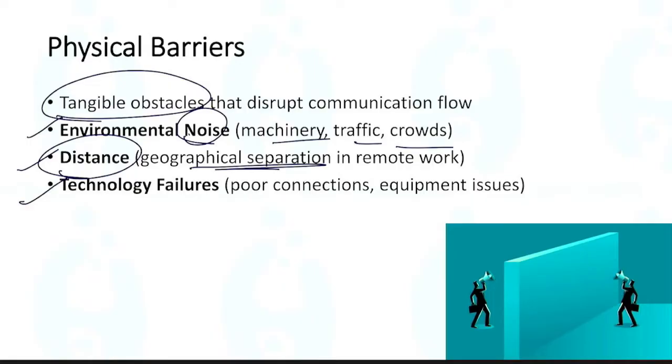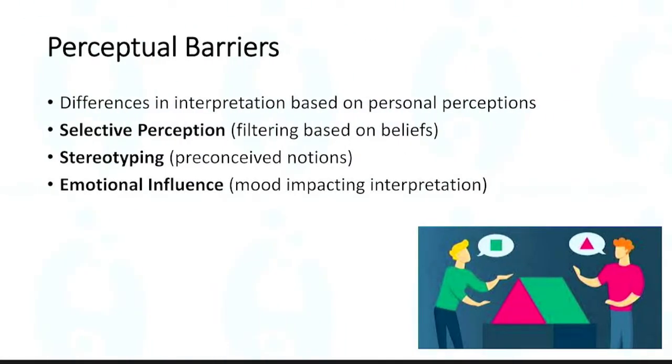So mainly we have three kinds of physical barriers: environmental factors or environmental noise, distance, that is geographical distance, then technological issues or technological failures that will interrupt the communication. Fine. So these are the major physical barriers. Now going into perceptual barrier. Perceptual barrier is the interpretation.